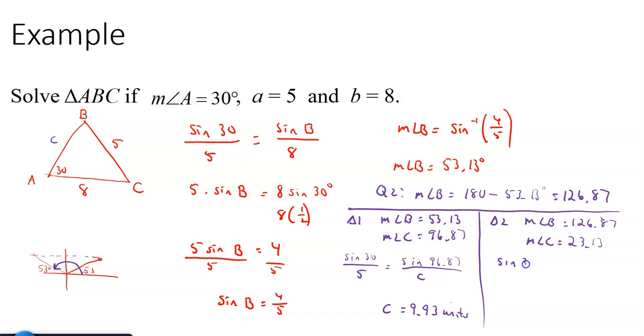We'll do the sine of 30 over 5 equals the sine of 23.13 over C. All right, so again, 5 times the sine of 23.13, and then divided by the sine of 30, which is a half, I get 3.93. So you can see the measures are very different. That's because the angles are very different.